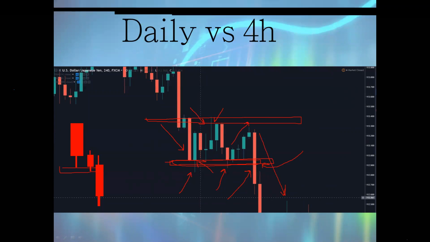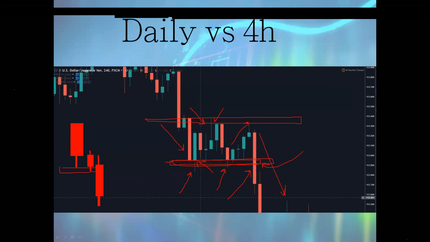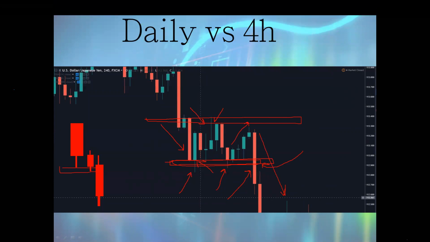In a way, you could have taken the trade on the smaller time frames, like 1 hour and 30 minutes, if you're attempting to catch 15, 20 pips. Yes, that's absolutely true. So let's move on to the next example.